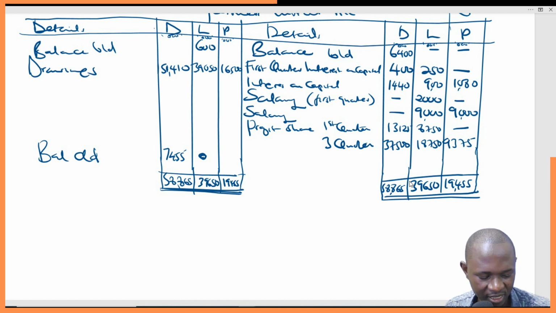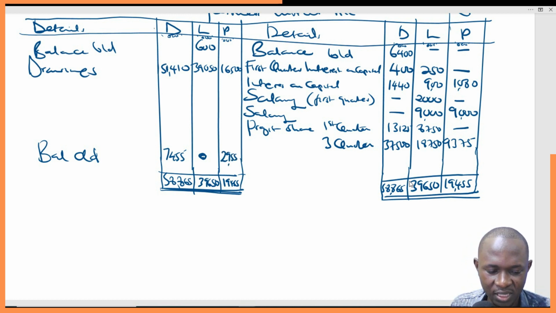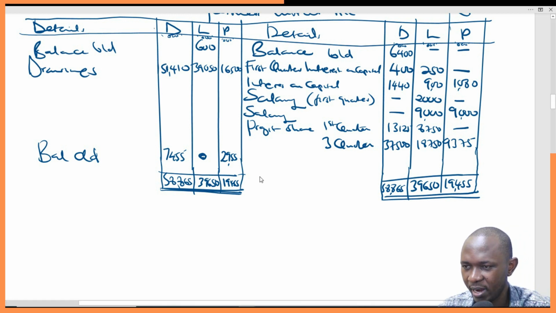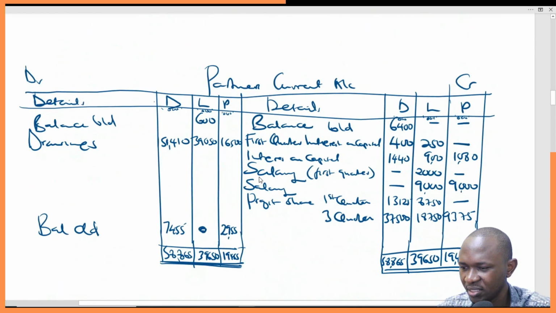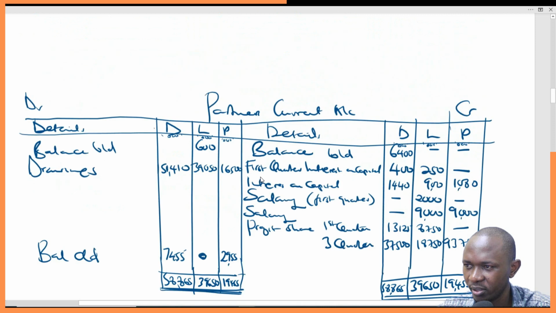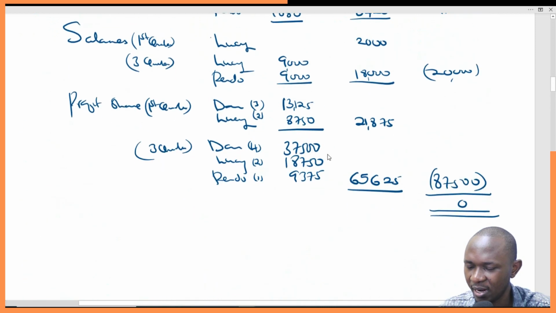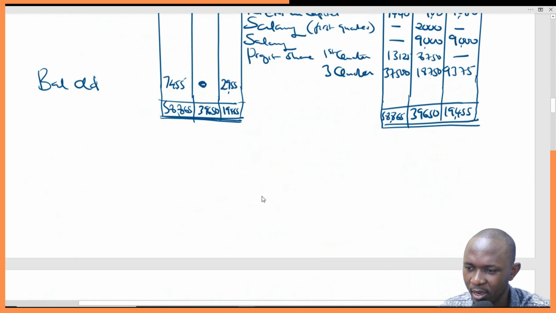Then that other side, it will be 19,455, that is for Pendo, minus 16,500. This gives you 2,955. So we are done up to there. So the partners' current account, done. The appropriation account, done. You can see how we've used these figures. These figures have to come from the appropriation account.